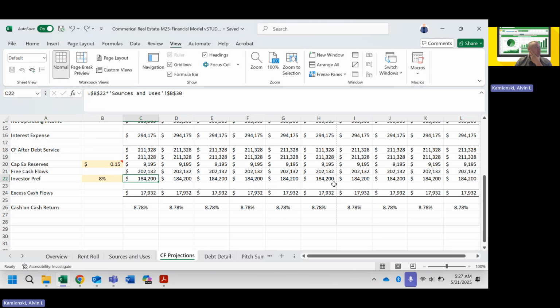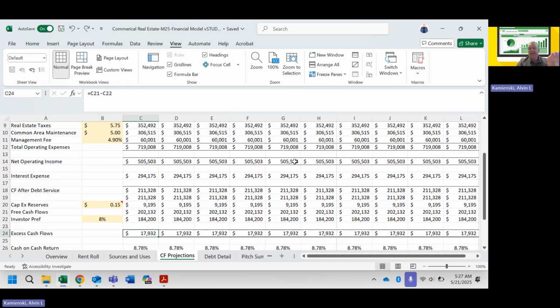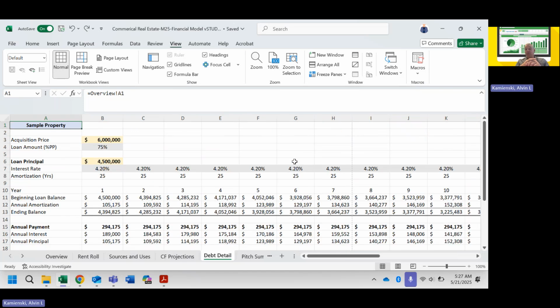Then we take the rent roll and we take all of those expenses, like real estate taxes and common area maintenance and the maintenance fee. And this is where we do the calculations for the heavy lifting that gets my NOI, the interest expense, all the way down to this excess cash flow number that I pulled in to this overview sheet. I'll show you how to do a debt amortization table.